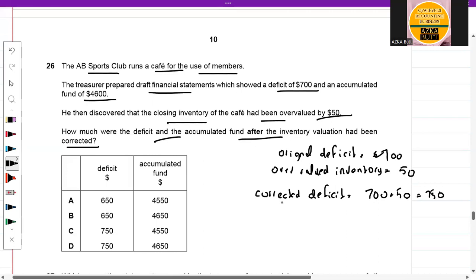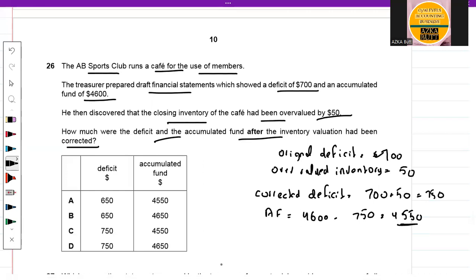Now your accumulated fund, which is 4,600, you have to deduct the 750, because your deficit has increased. So 4,550 would be your accumulated fund, because an increased deficit reduces the accumulated fund. So this is your new accumulated fund. So C option is the right option.